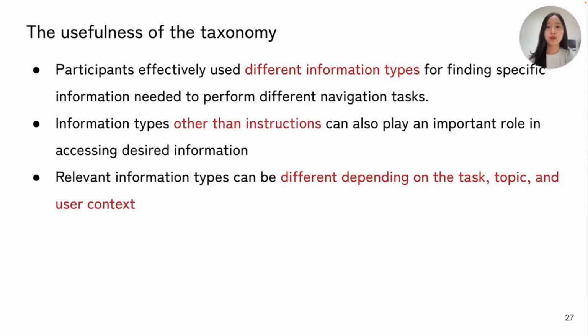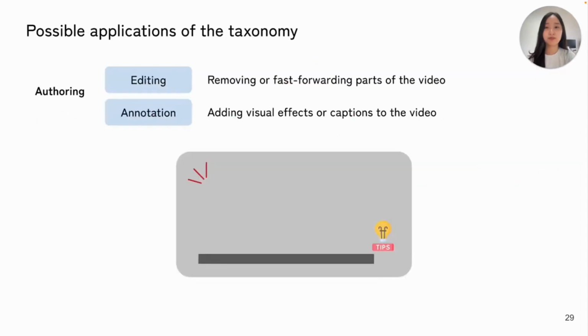From the study, we observed that the participants effectively used different information types for finding information to perform different navigation tasks. And in that process, we could see that information types other than instructions can also play an important role in accessing desired information, and relevant information types can be different depending on the task, topic, and user context.